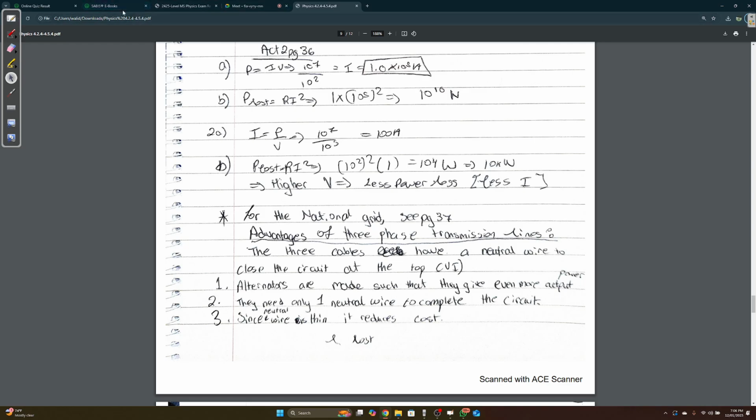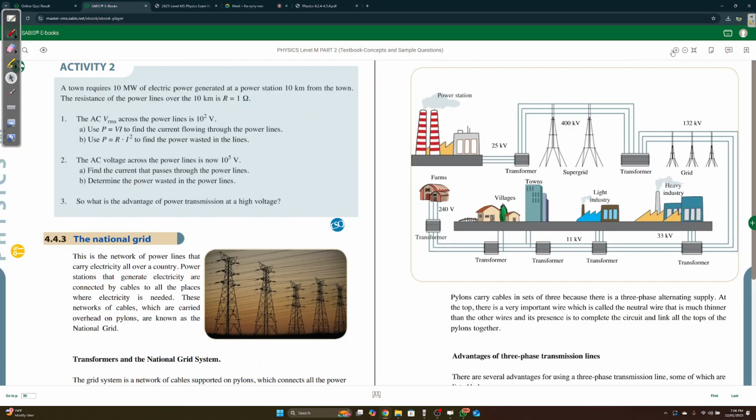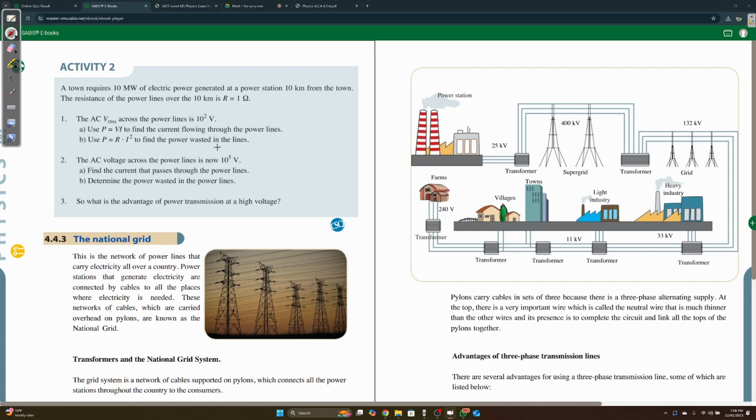Before I go to the national grid, I was looking at the book, and I'm going to explain. Basically, they didn't really explain the last section. The last thing I explained was about increasing voltage. They said to understand, solve this activity. Question one: a town requires 10 megawatts of power.